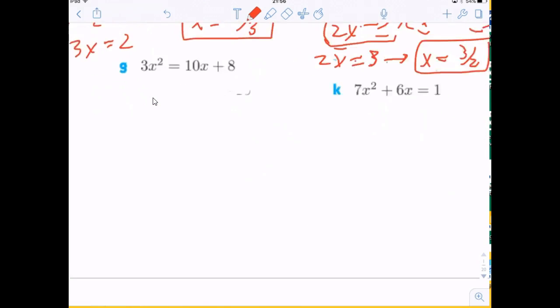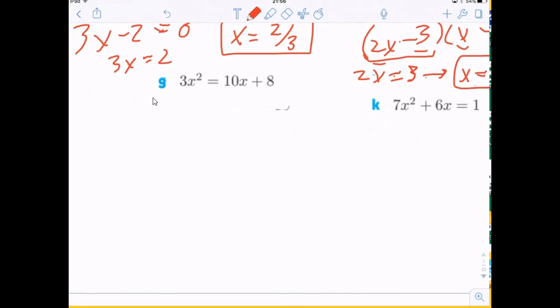So we're going to do the same thing first. First we need to move everything to the left side. So we're going to have 3x squared minus 10x minus 8 equals 0. Okay, we subtracted 10x and minus 8 from both sides. Then we're going to find out the factors for the first term, which is 3. We're going to put 1 and 3. Then we're going to find the factors for the -8 term. Let's try like 4 and 2.